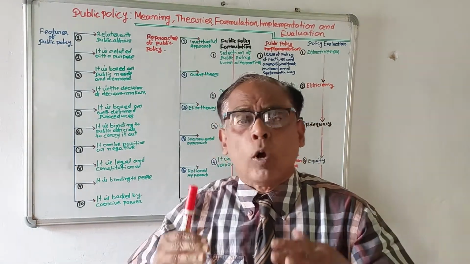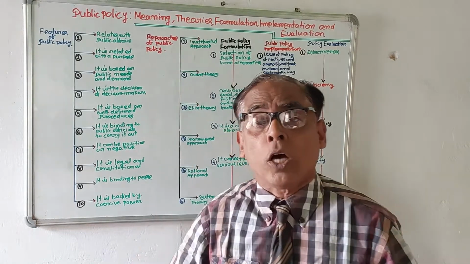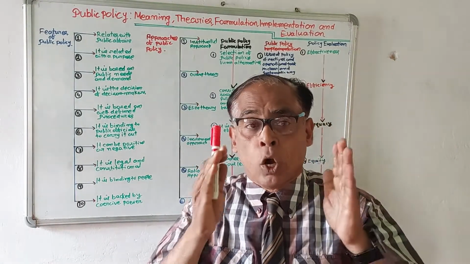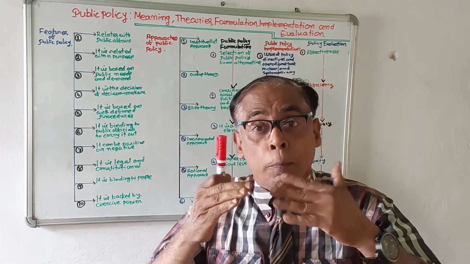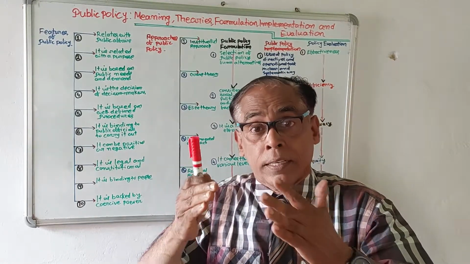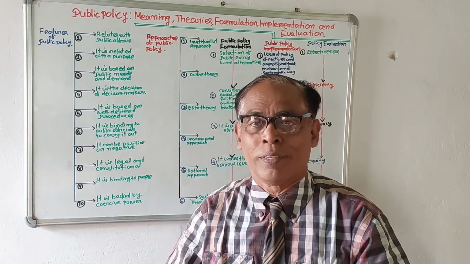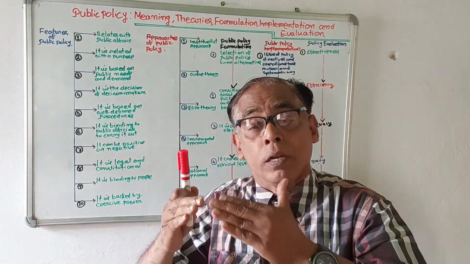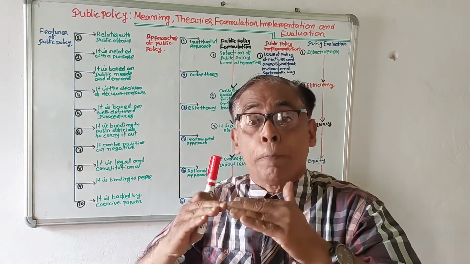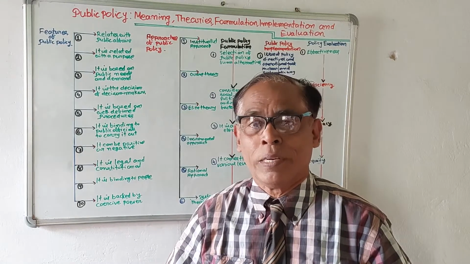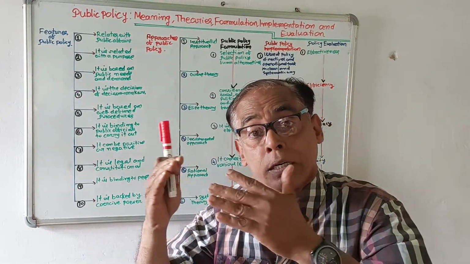Let us start. What is public policy? Public policy is a plus of two words. One is public, the other one is policy. The word public means it relates with people in general. It relates to people of the society. It is not individual, rather people in general. And the word policy means the decision of the government.